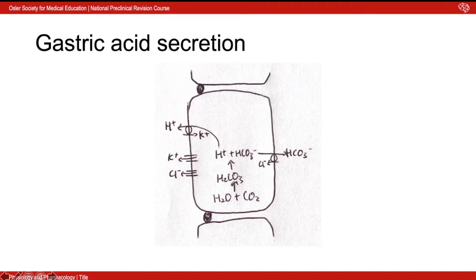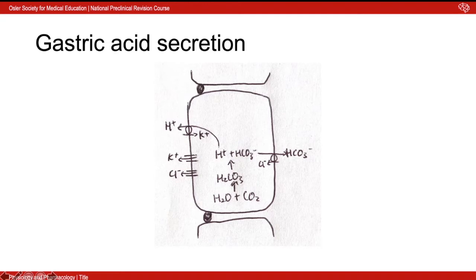So just looking in one parietal cell, first you have water and carbon dioxide being converted to carbonic acid by carbonic anhydrase. And then the carbonic acid dissociates into hydrogen ions and bicarbonate ions. And the hydrogen ions are pumped out into the lumen via this H plus K plus ATPase.